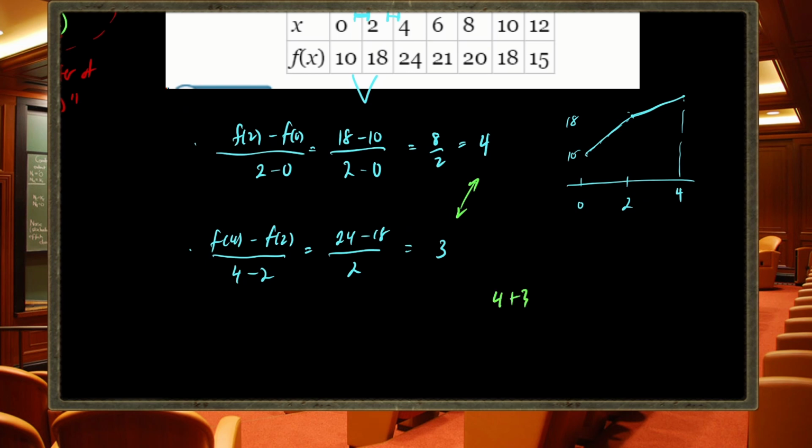So we could say 4 plus 3 over 2 is a good approximation, and that's 3.5.